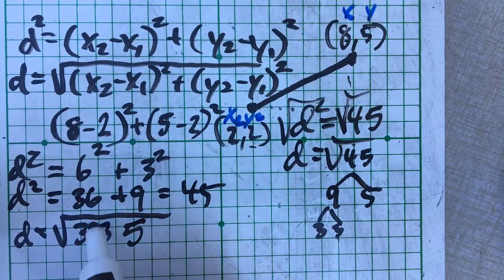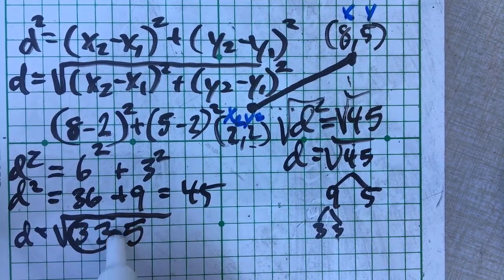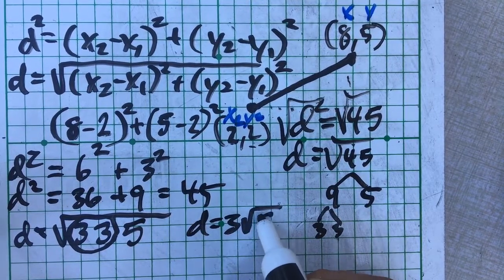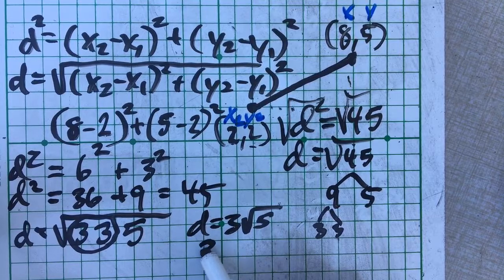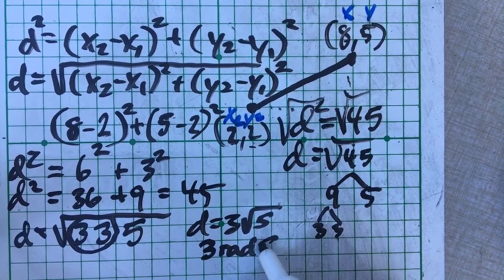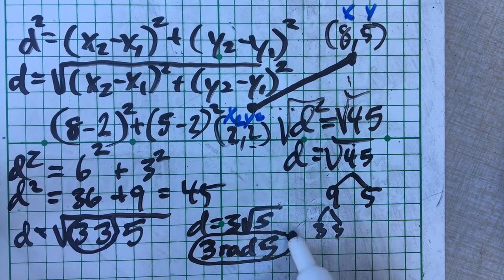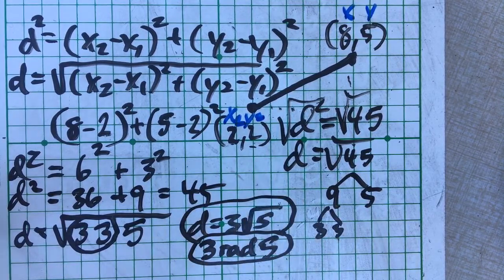This goes back to the simplifying radicals lesson. The 3's get to go outside. So then D equals 3 outside, 5 inside, and I would write it 3 rad 5. This is what I want to see in the computer when you turn in the assignment, but this is the answer so that you know how it's translated.